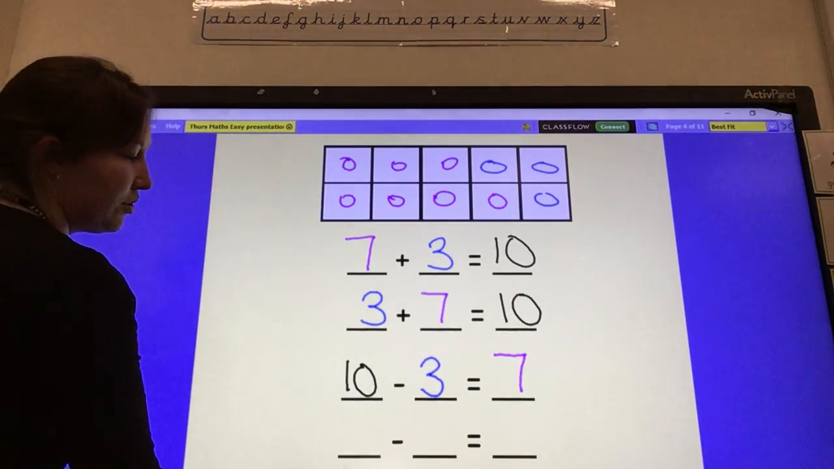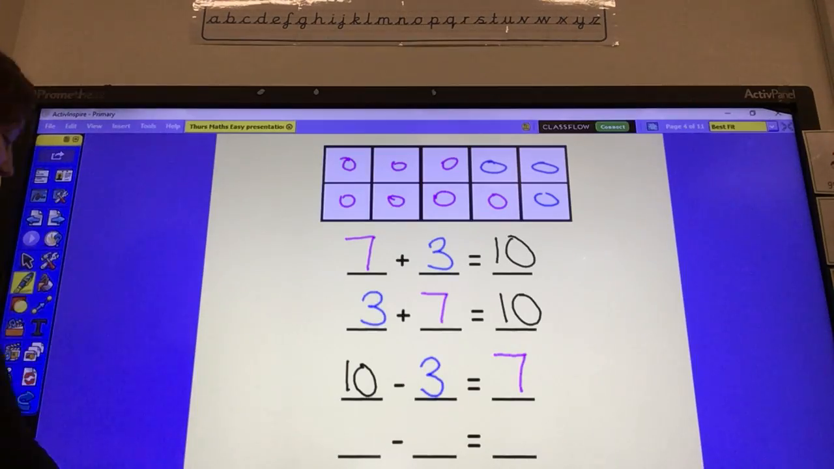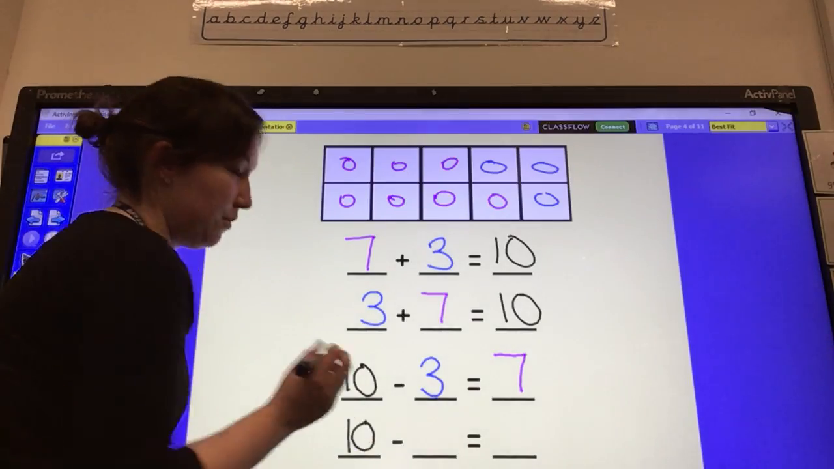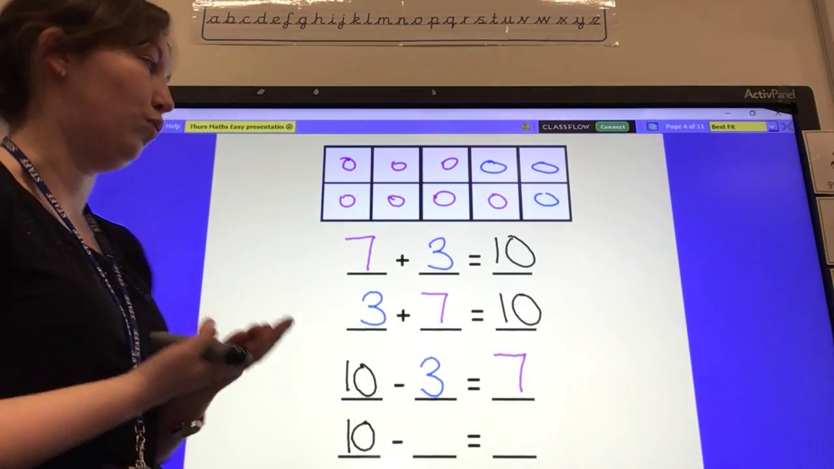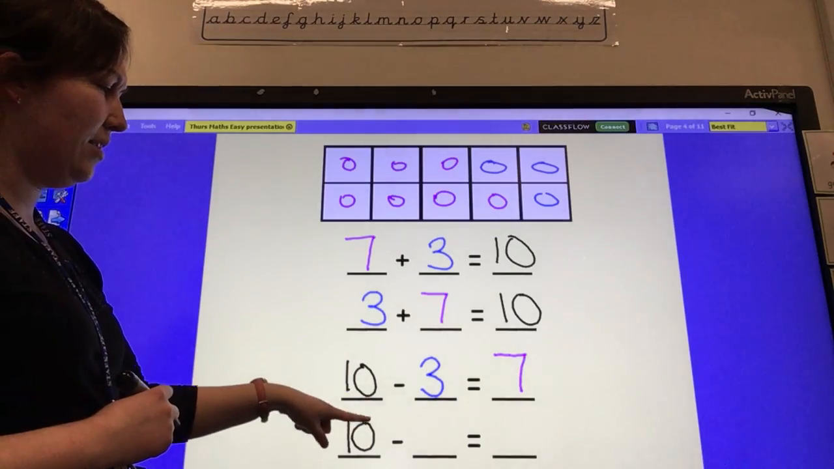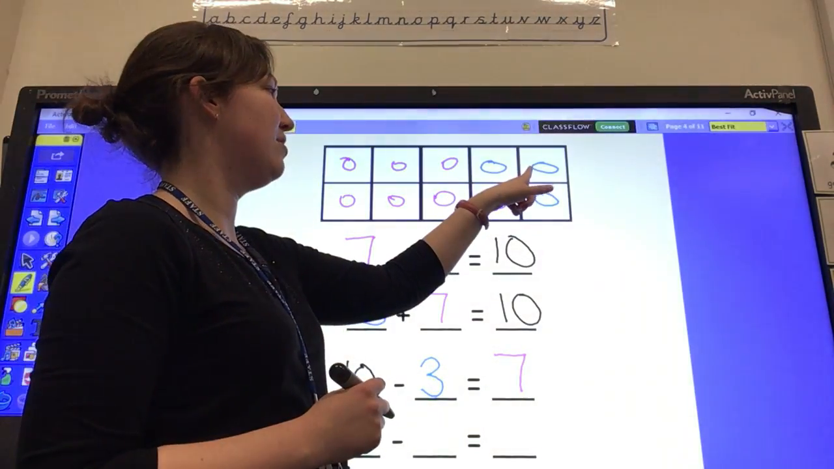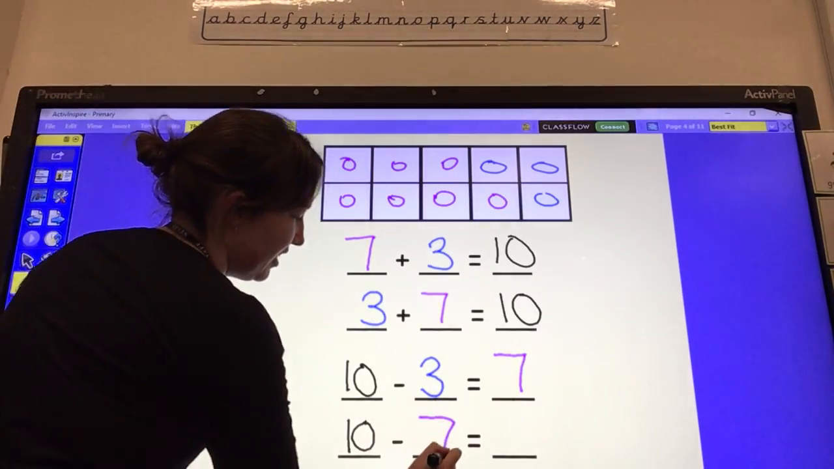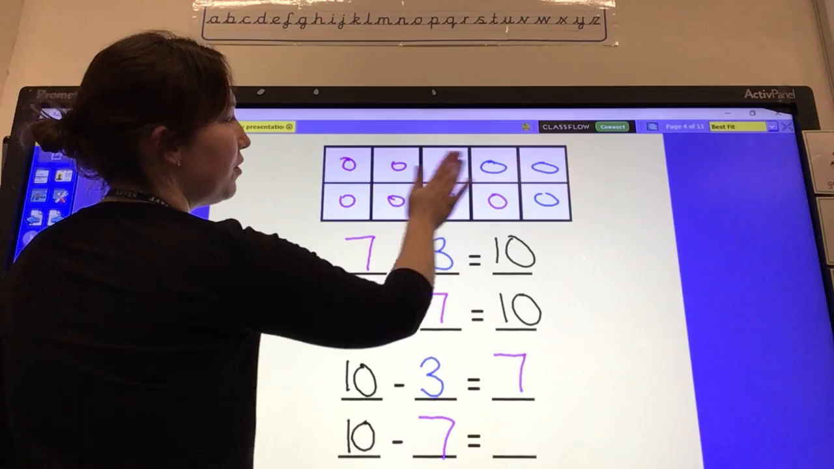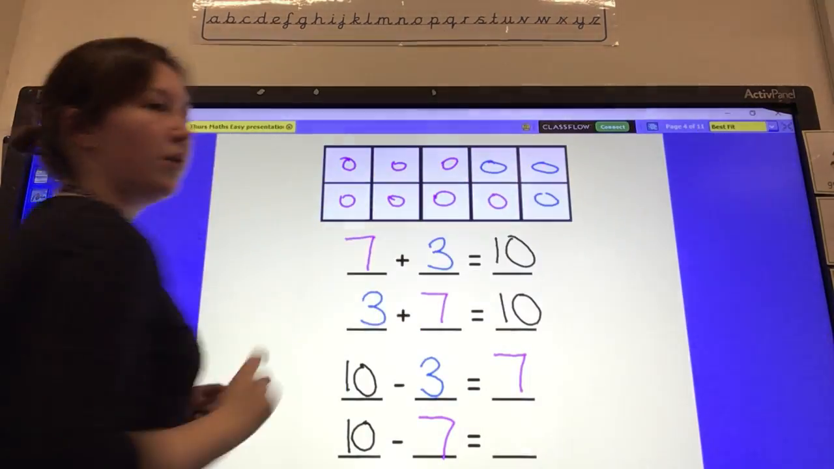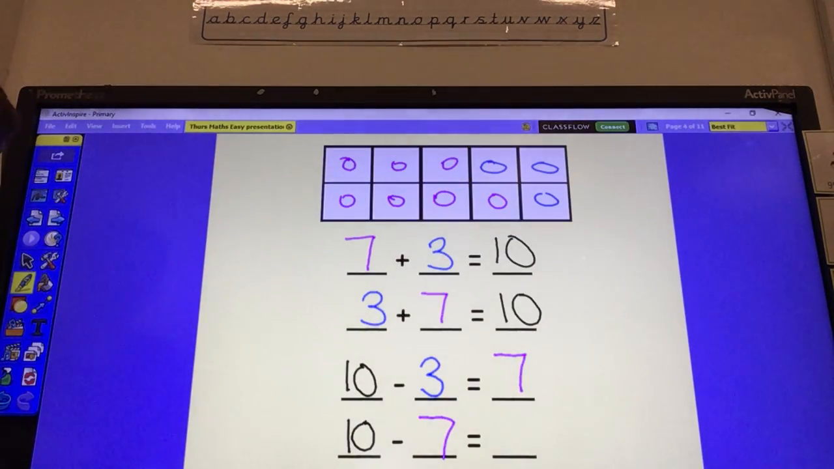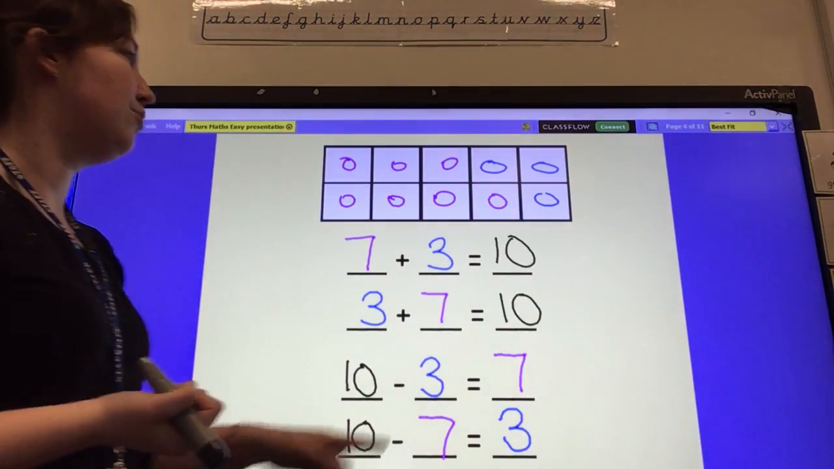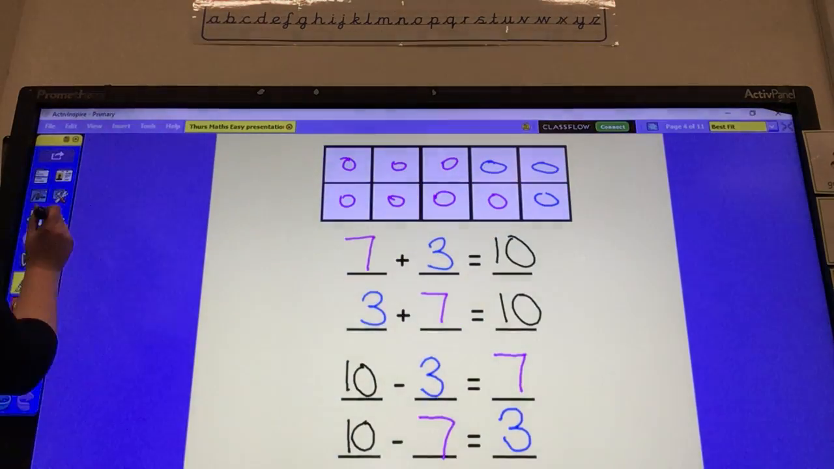Now, I can also create one more subtraction number sentence. Remember, we're still starting with 10 though, because we're subtracting, we have to start with that total, that whole. So 10, take away, I took away 3 last time, so I'm going to take away 7 this time. So 10, if I take away these 7 purple ones, how many blue ones will be left? Well done to everybody who spotted that it would be the 3 blue ones.